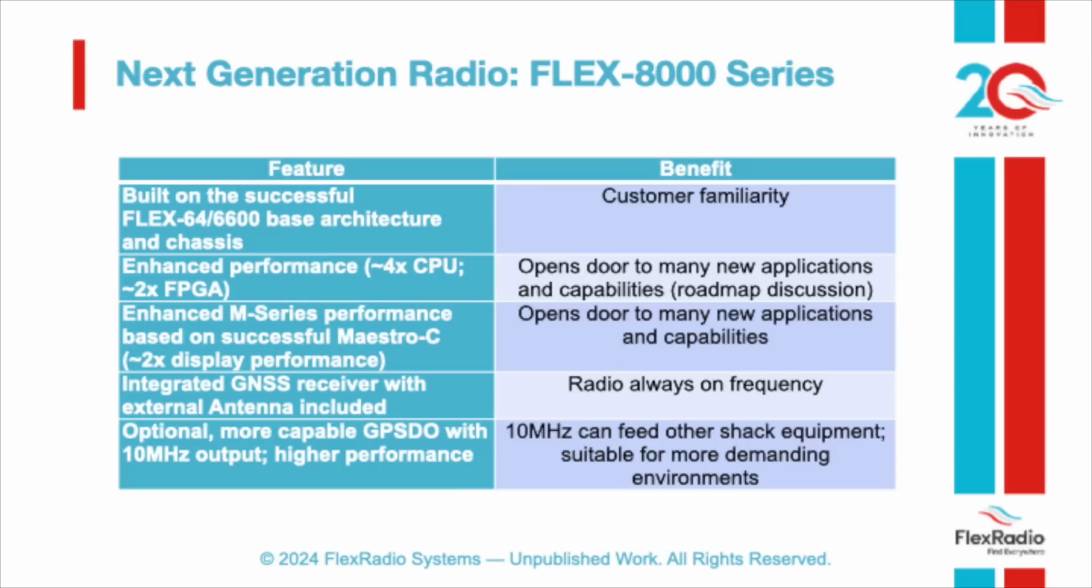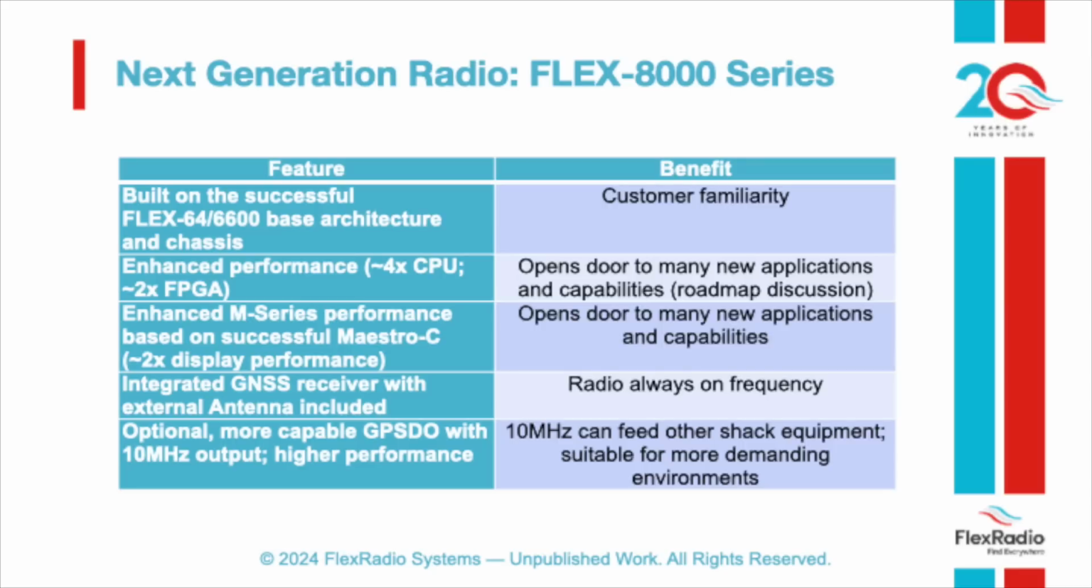So if you currently own a 6000, you want to know what the differences are. This will kind of highlight some of the differences. So the case and the overall structure of the radio looks very similar. So if you switch those out, they look very much the same. We did enhance the CPU performance in the radio by a factor of about 4 and the FPGA by a factor of about 2.